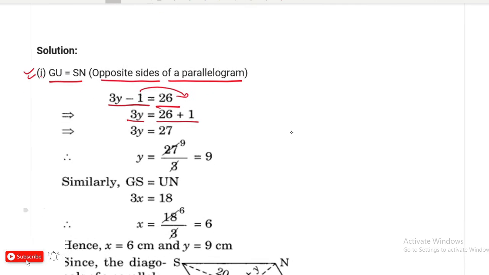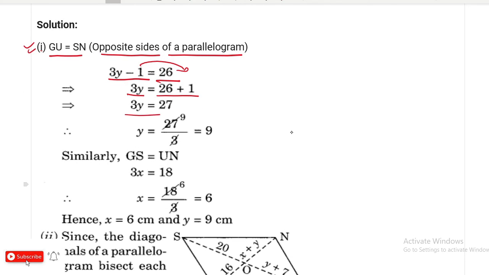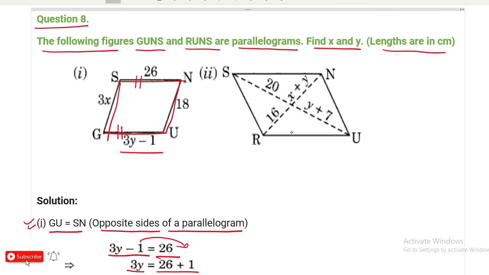Okay, then 3y is equal to 27 and y is equal to 27 upon 3, and 3 cut 27 in 9 times. Then the value of y is 9 centimeter, and similarly this side GS is parallel to UN. Okay, GS is parallel to UN or equal to UN.